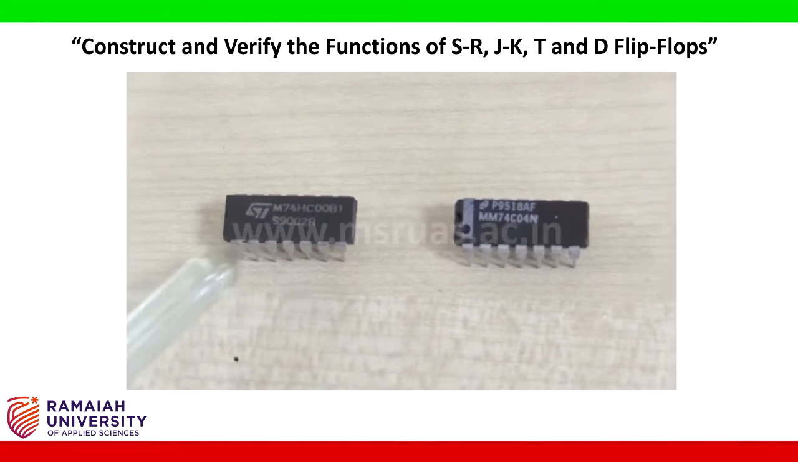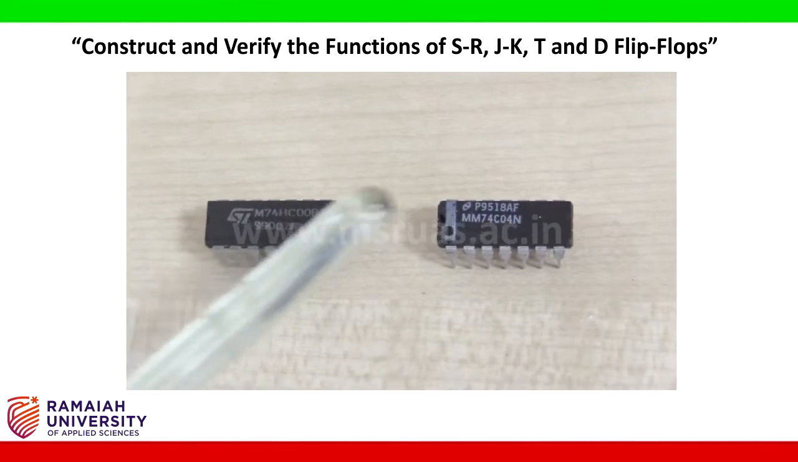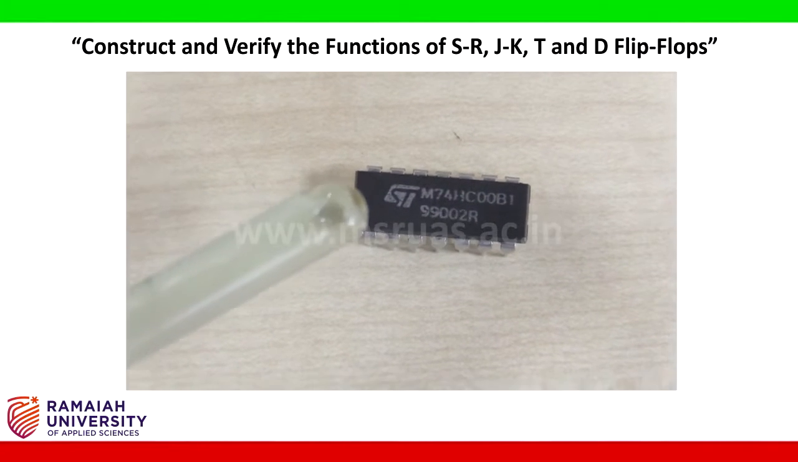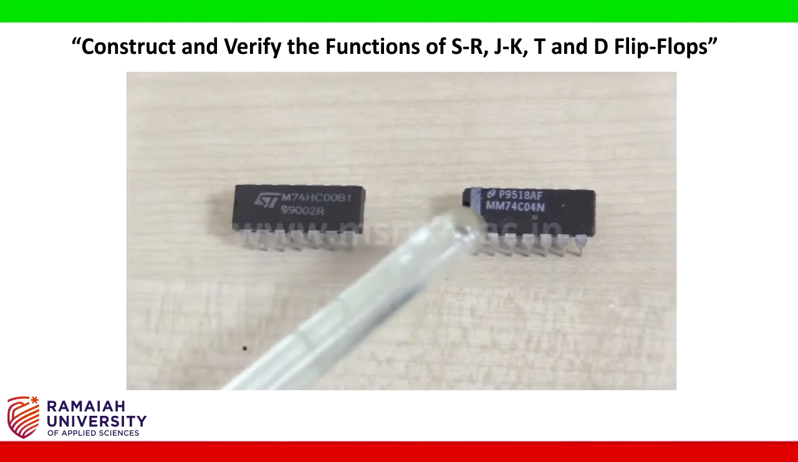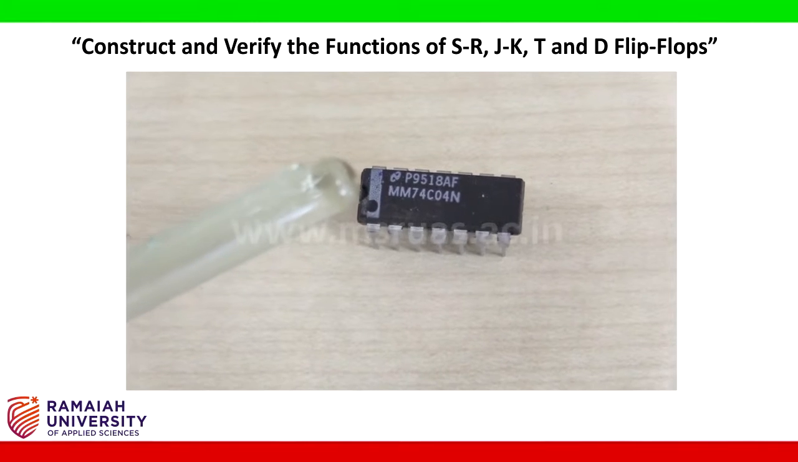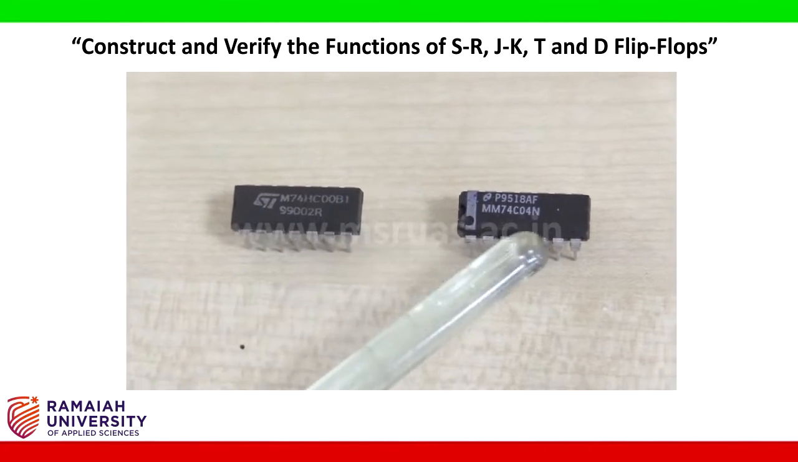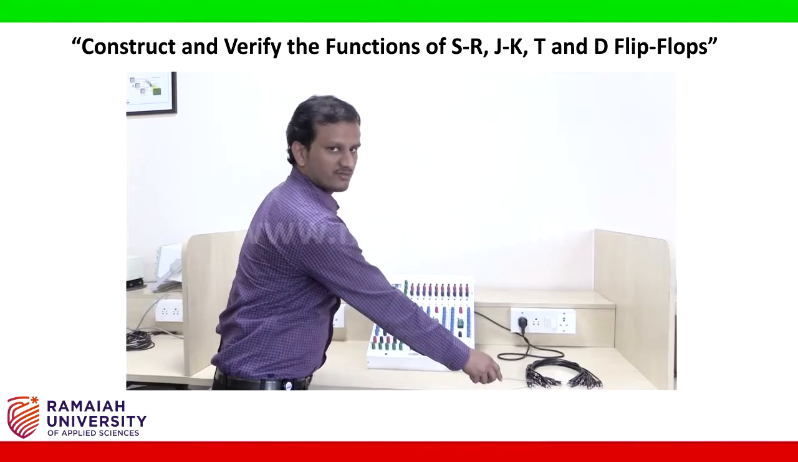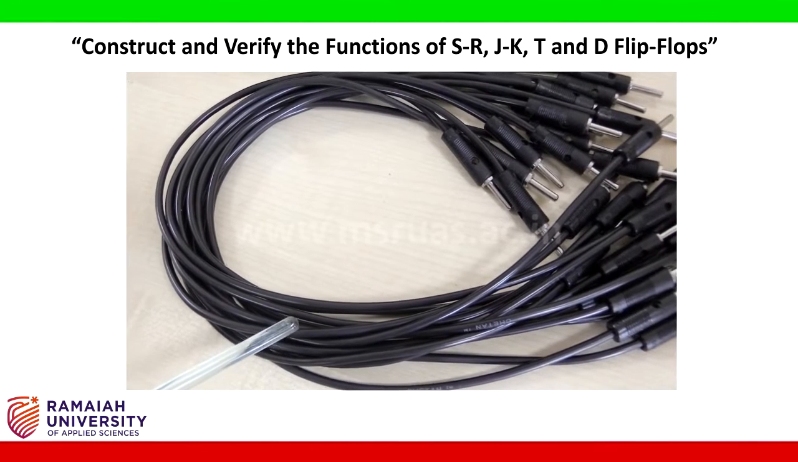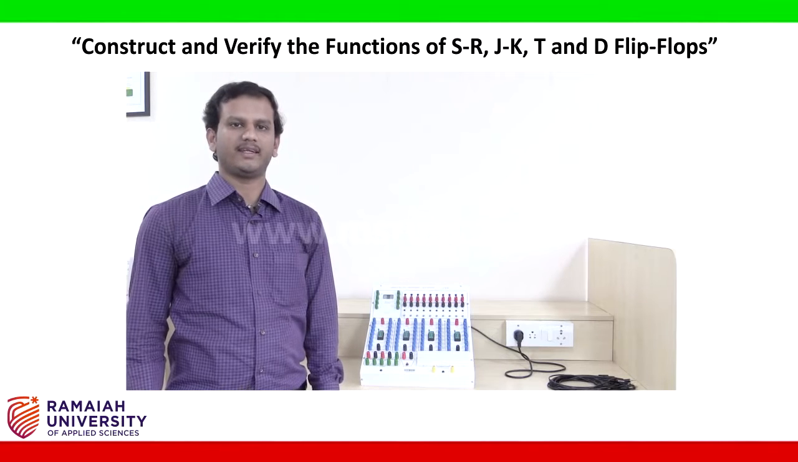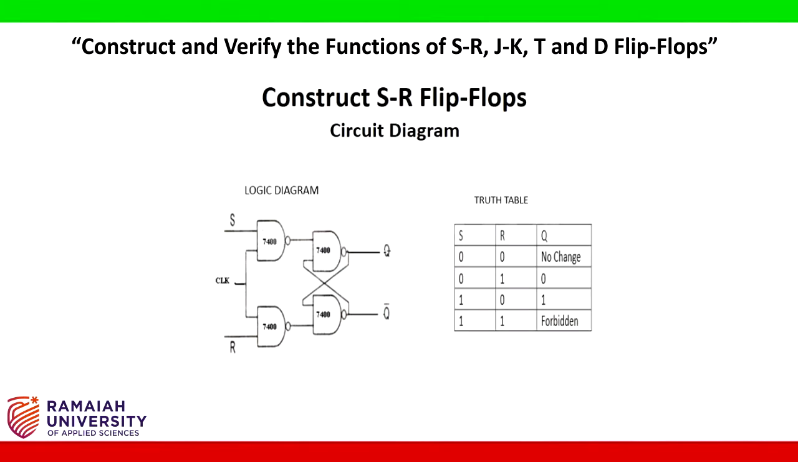ICs: these are the two ICs which we are using to conduct this experiment. The first IC is 7400, this is a NAND gate and it is a 14 pin IC, and the second one is 7404, this is a NOT gate and it also has 14 pins. These two we are using in this experiment. And patch cords: these are the patch cords which we are using to connect the circuit as per the circuit diagram. Now let us start the connections as per the logic diagram. First let us start the construction and verification of SR flip-flop using NAND gates.